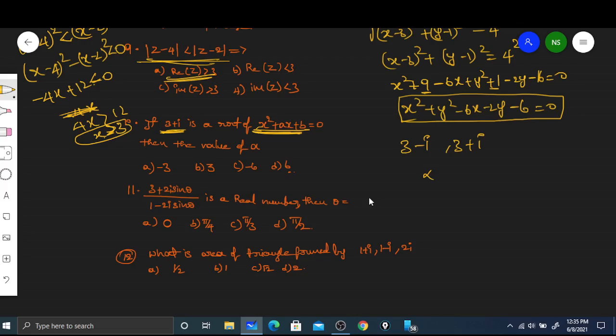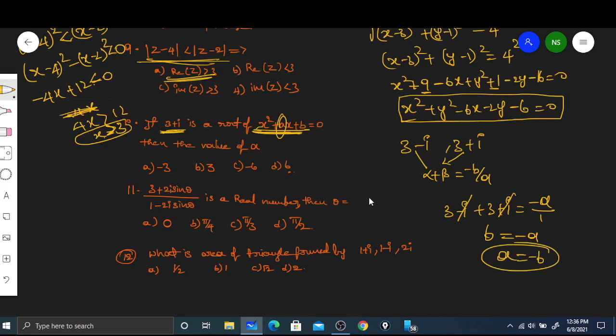We all know that alpha plus beta is minus b by a. In this particular case, this is alpha, this is beta. If we take 3 minus i plus 3 plus i, which equals minus a by 1, these two i terms will cancel. 3 and 3 will be 6, which is minus a. So a equals minus 6. So the correct option is C.